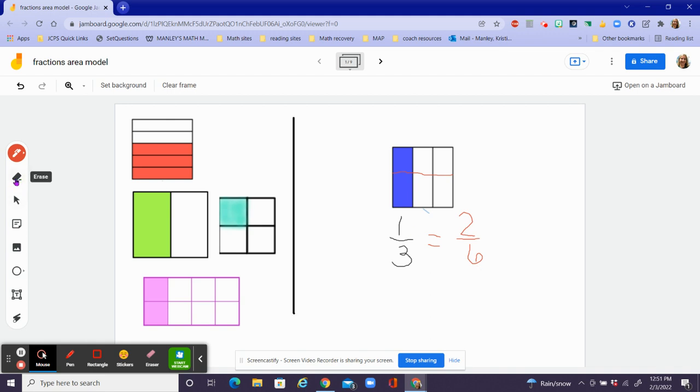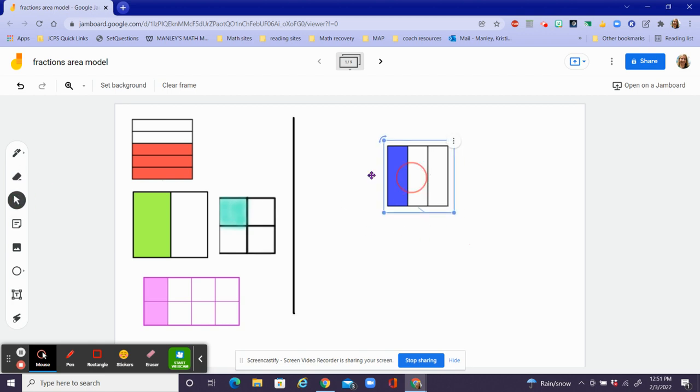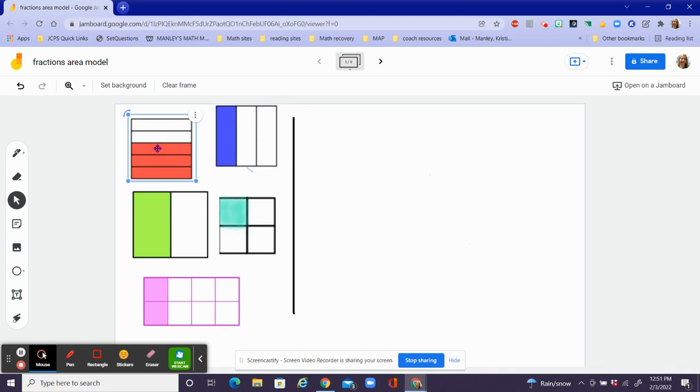Let's try another one. I'm going to clear my board and we're going to pull out a different model, a different area model. So let me get my pointer. So we did this one. So let's work on this one over here.